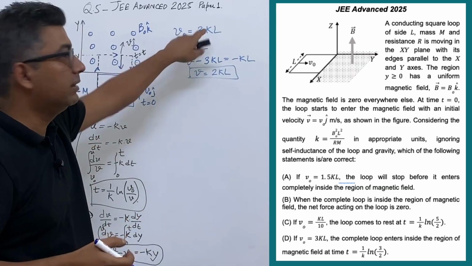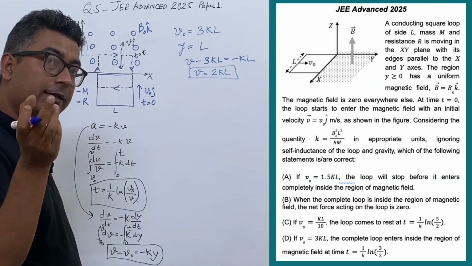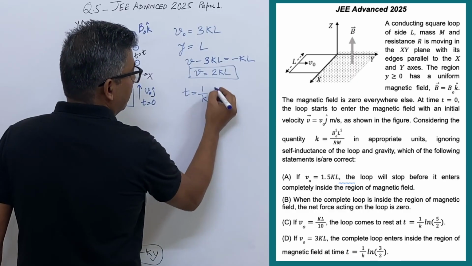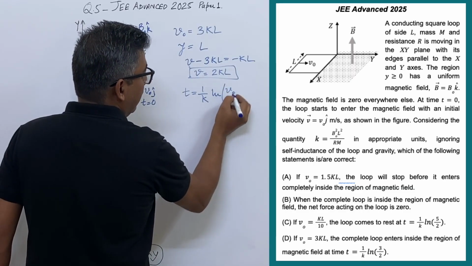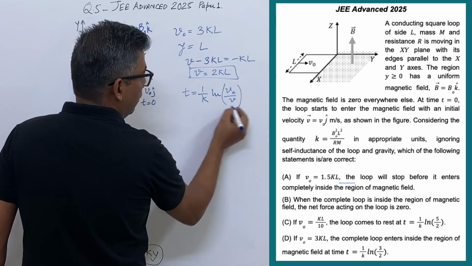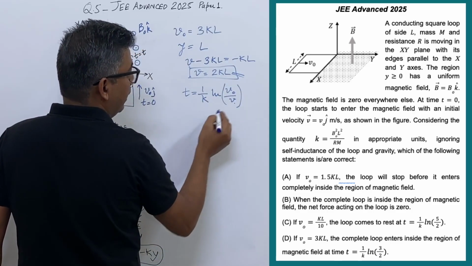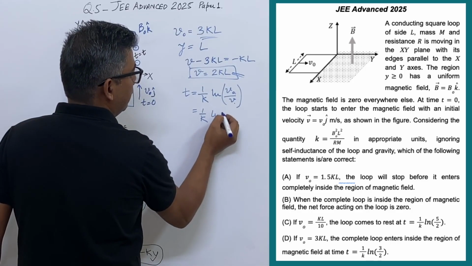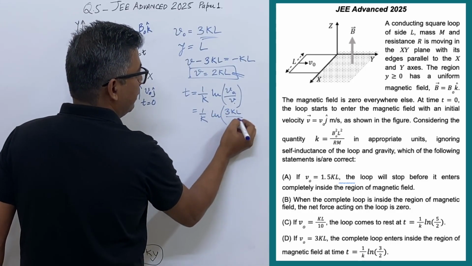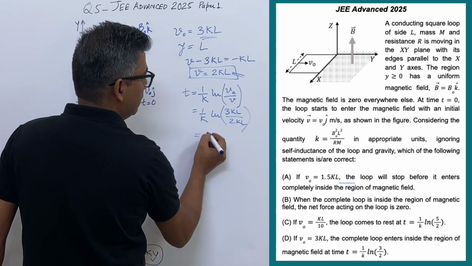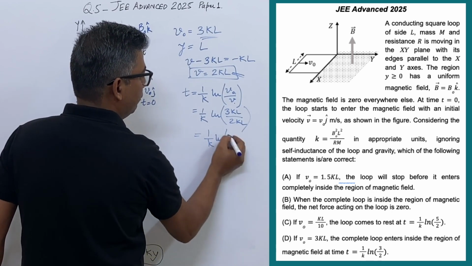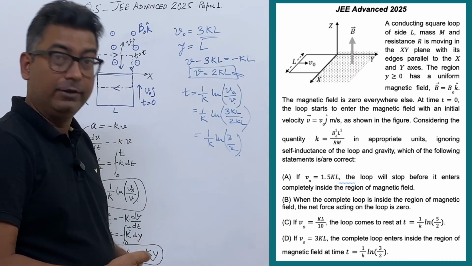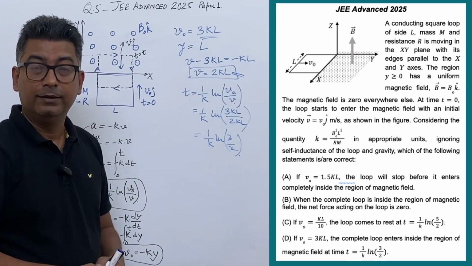If our velocity is given as this, now let's see whether the time is the same or not. For the time to be calculated, we have this, right? What is V? This is 2kl, and what is V naught? That is 3kl. Based on that, 3kl divided by 2kl gives 1 by k ln 3 by 2, and that is the option, right?